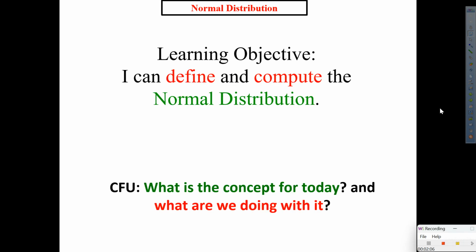Notes ready, please. Our objective for today: I can define and compute the normal distribution. And like I said, we've been looking at the bell curve since the beginning of the school year. I think I introduced you to that like 2 or 3 weeks into the school year. I've been giving you plenty of practice on the warm-ups like that. When we got to this point, it's just muscle memory and it kicks in, hopefully.